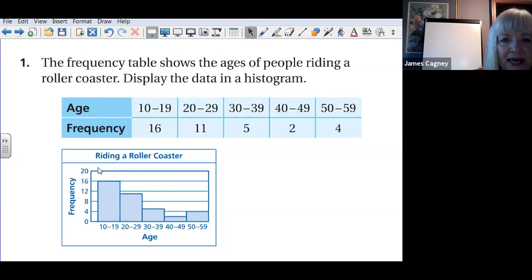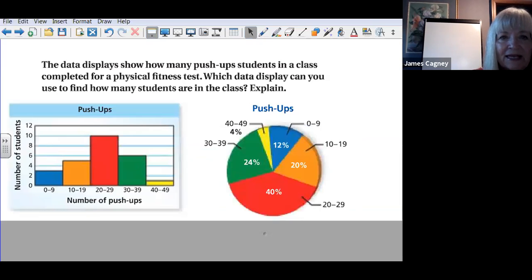Notice that we gave it a name, riding a roller coaster. Frequency is the Y. I have the title as well as the scale or the numbers on the left hand or the Y-axis. And then here on the X-axis, I have the age and I have the intervals all grouped out. Notice I left the space for 0 through 10. So for 10 to 19, I have 16. 20 through 29, I have 11, etc. Hopefully you did that one correctly. If not, change what mistakes you made, and then just keep that in mind as you're making these.